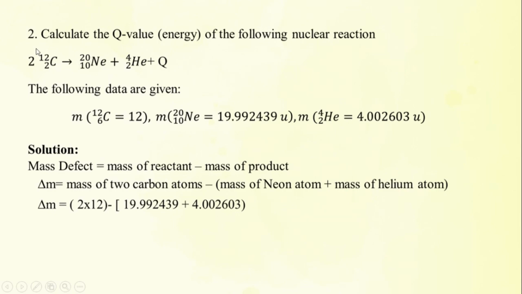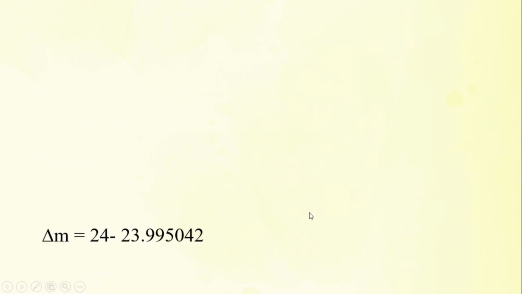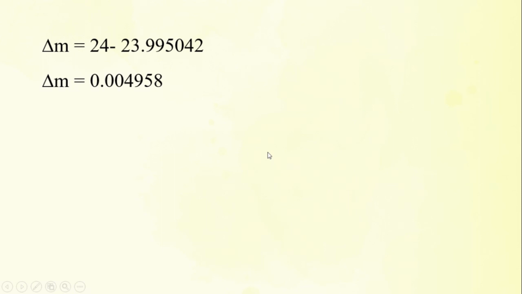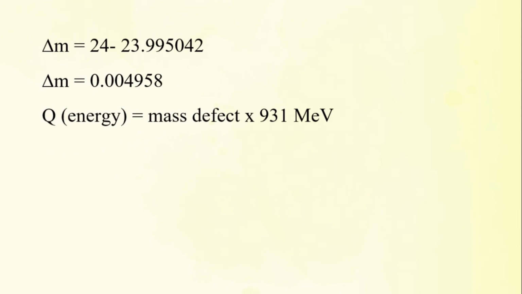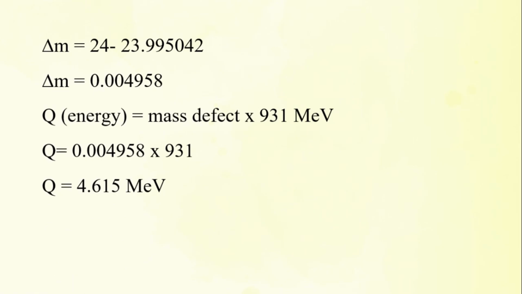So in the reactant side, we can see that there are two carbon atoms. That means we have to multiply 2 with the mass of 1 carbon atom. So we have this thing, minus 19.992439 plus this is the mass of neon atom and this is mass of helium atom. So here we will get the mass defect as 0.004958. Again, we have to find the energy, so we multiply the mass defect with 931 million electron volt, and we get 4.615 million electron volt.